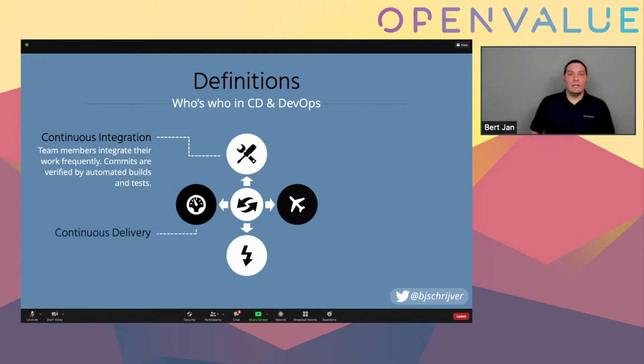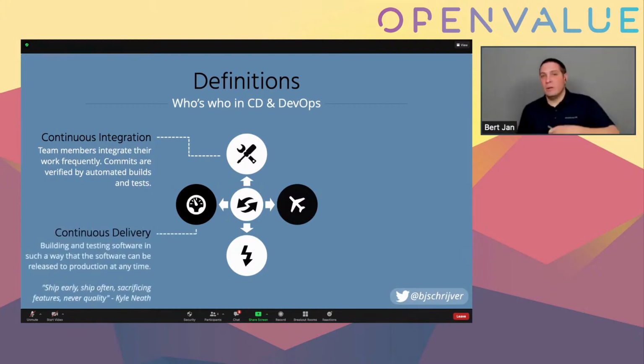Then continuous delivery, and this is basically a way of working or way of practicing software development. Let's say that it's about building and testing your software in such a way that it's always in a releasable state, so that you're ready to release to production at any time.